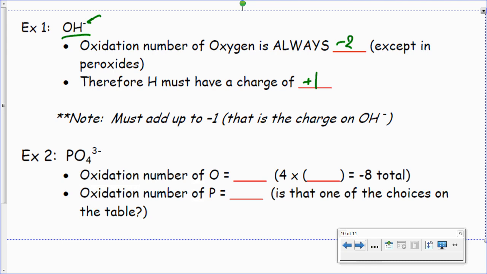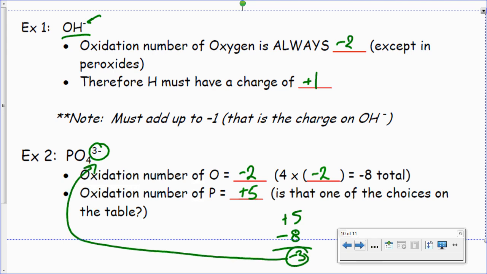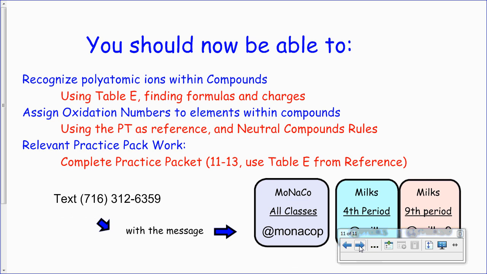For example, PO4 3 negative. Oxidation number of oxygen is always going to be -2. So we have 4 of them times -2 equals -8 total. Oxidation number of phosphorus has got to be +5 because overall the charge has to be 3 negative. +5 and -8, the difference is -3, which is what we see in our oxidation state there. So I know this is complex, but we've got plenty of practice to do in class.